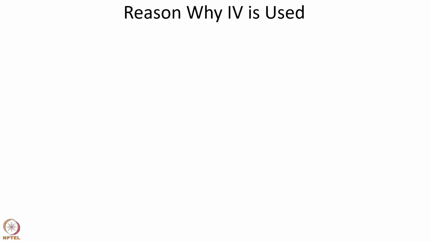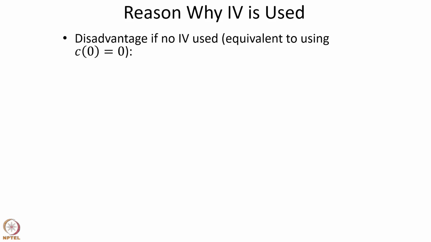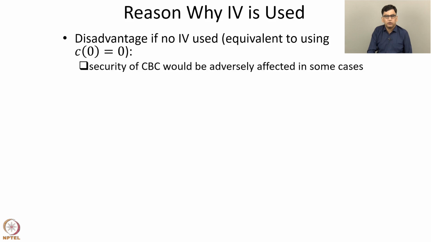Now let's discuss the reason why the initialization vector is used. Suppose we did not use any initialization vector, it is equivalent to using C0 equal to 0. So the transmitter does not send any initialization vector, and the receiver just uses C0 equal to 0. The security of CBC would be adversely affected in some cases.